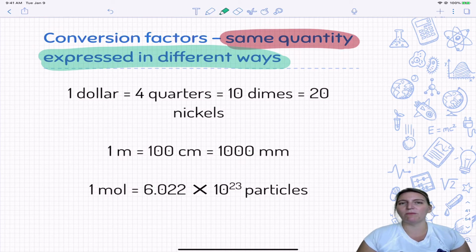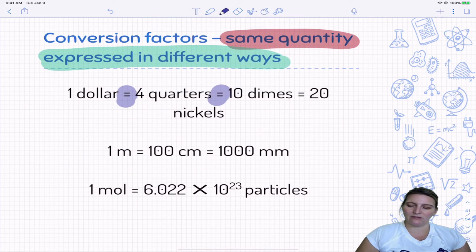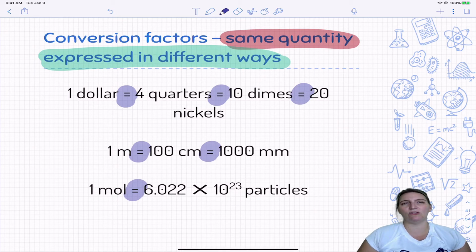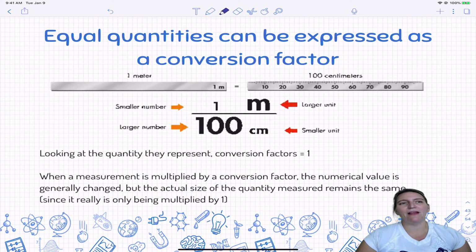And this last one is a brand new one that we just learned a few videos ago: 1 mole is equal to 6.022 times 10 to the 23rd particles. Remember, it's just like the word dozen, how a dozen stands for 12. Well, the word mole stands for 6.022 times 10 to the 23rd. So what you'll always see with conversion factors is that there are always equal signs. Those equal signs are there because they tell you these things are all equal to each other. It's weird because they may be equal to each other, but there are different numbers.